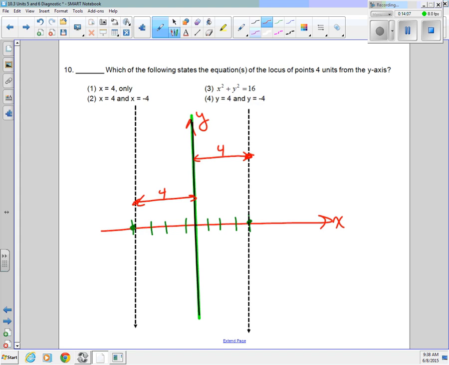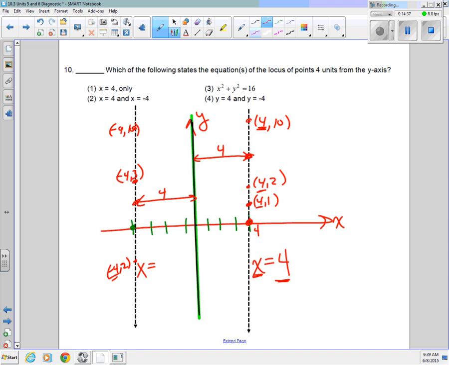Well, both dotted lines are vertical, so they're both going to start with x equals. And this one would be x equals 4. Every point on the line has an x coordinate of 4: (4, 1), (4, 2), (4, 10), etc. Same thing over here, except every point over here has an x coordinate of -4. I'm just putting random points on the line just to show you. So here are my equations of the 2 lines. Choice 2.